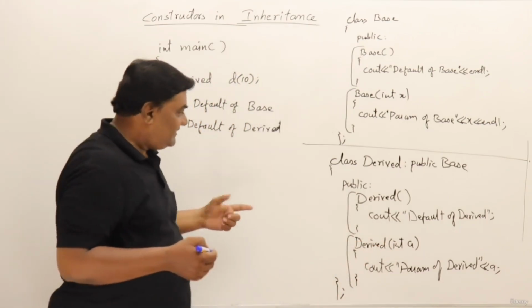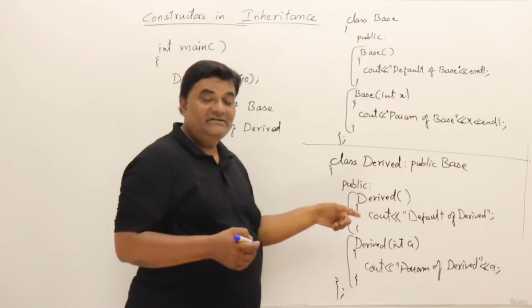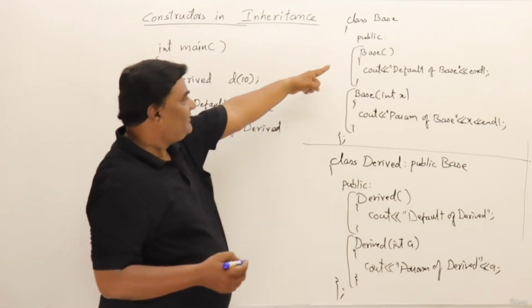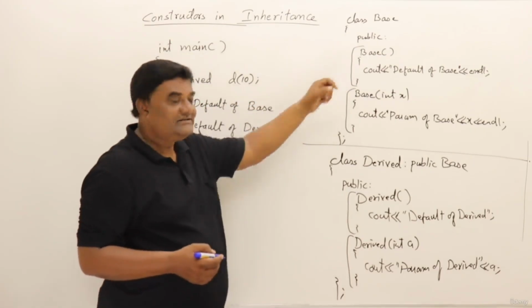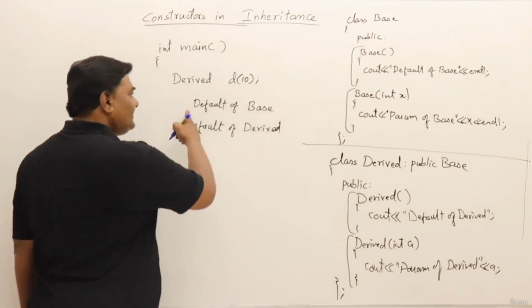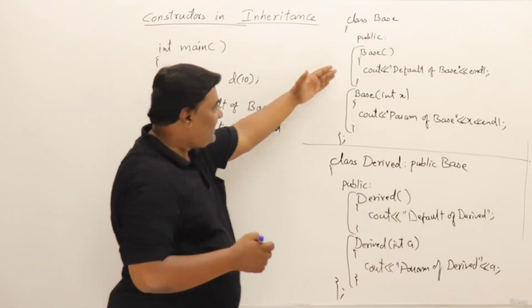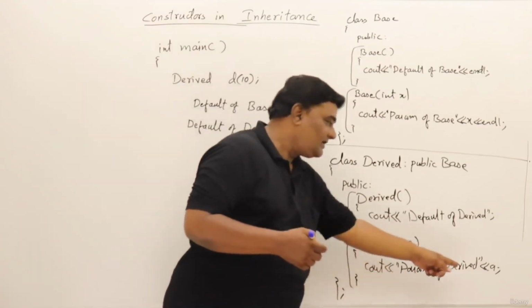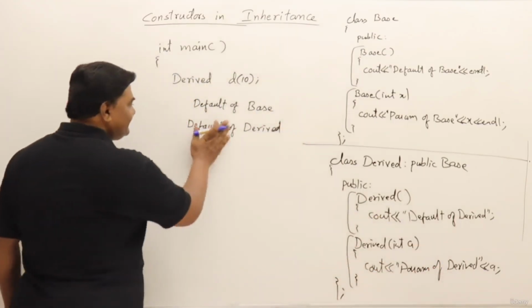Okay, but we know well that this will not execute first, the base class constructor will execute. So which one will execute? Again the default constructor is executed. This one is executed. So we'll get a default of base. Then after that it will come back and execute this one. So what will it show? Param of derived and A is displayed.